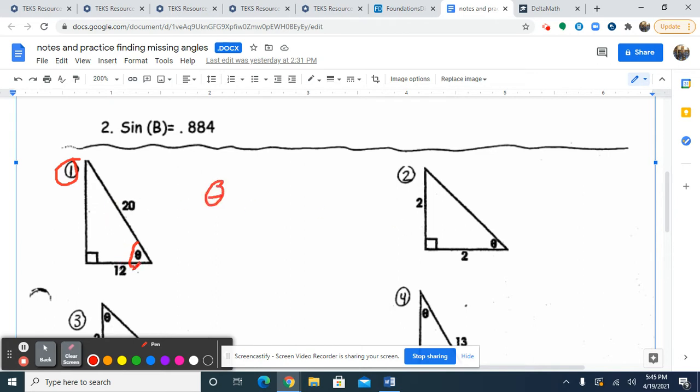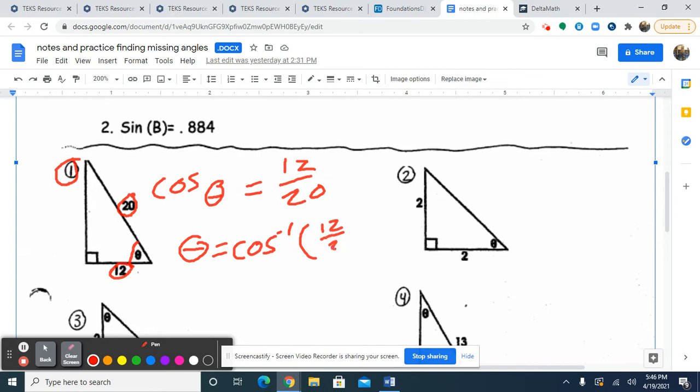Now, based on the ratio, we have the adjacent side and we have the hypotenuse. We have 12 over 20, so we're going to be able to use cosine. So what we want to do is find cosine of theta, which is equal to 12 over 20. To find the value of theta, which is the angle measure, we're going to take what we call the arc cosine. The arc cosine looks like cosine to the negative 1 of 12 over 20.